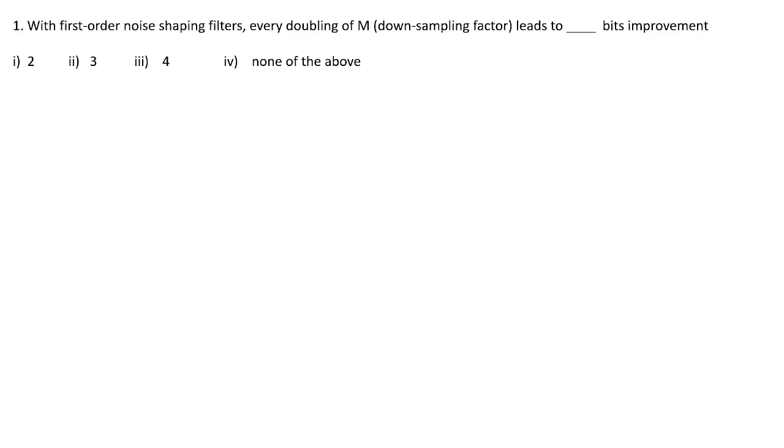By the way, let me decode some of the terms here. When I say every doubling of M, M is basically a multiplier of the Nyquist rate. So if your Nyquist frequency is say 20 kilohertz, then every doubling of M, that is M equal to 2, means you are now employing 40 kilohertz. That is your oversampling, and that has been tracked by the oversampling factor M. And when I say bits improvement, it actually means a lesser amount of bits needed.